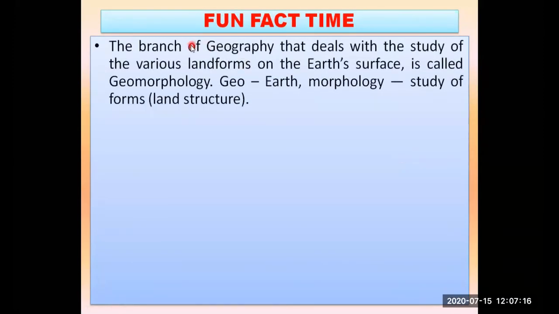So now it is the fun fact time, my dear students. Some facts for you. The branch of geography that deals with the study of various landforms on the surface is known as geomorphology. It means the branch of geography which is about the study of different types of landforms on the surface. What do we call this branch? Geomorphology. Geo means earth and morphology means study of the structure of the land. That is known as geomorphology, the study which deals with the various landforms of the earth surface.